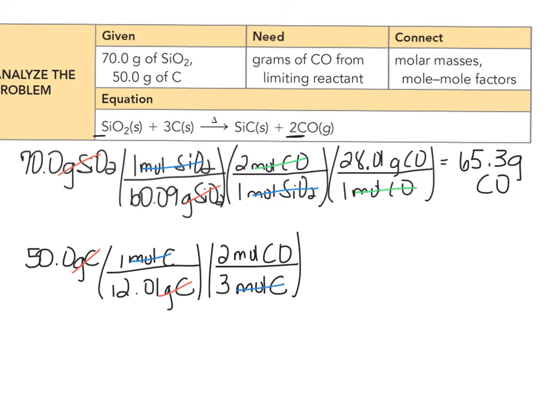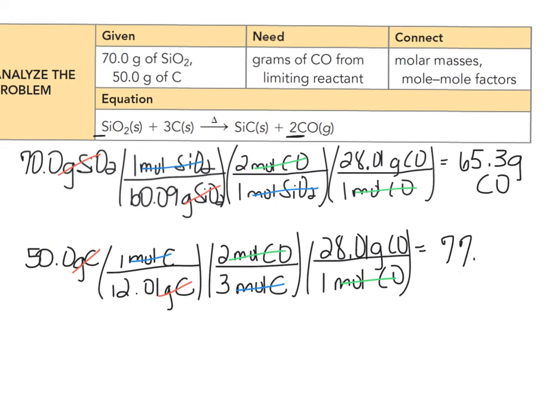Now the last step is going to be exactly the same as it was on top. So we're going to just have 28.01 grams of carbon monoxide in 1 mole. Moles of carbon monoxide cancel, giving me grams of carbon monoxide. So I'm going to divide by 12.01. Make sure you multiply the 2 on top and divide by the 3, and then multiply by 28.01. And we're going to wind up with 77.7 grams of carbon monoxide.